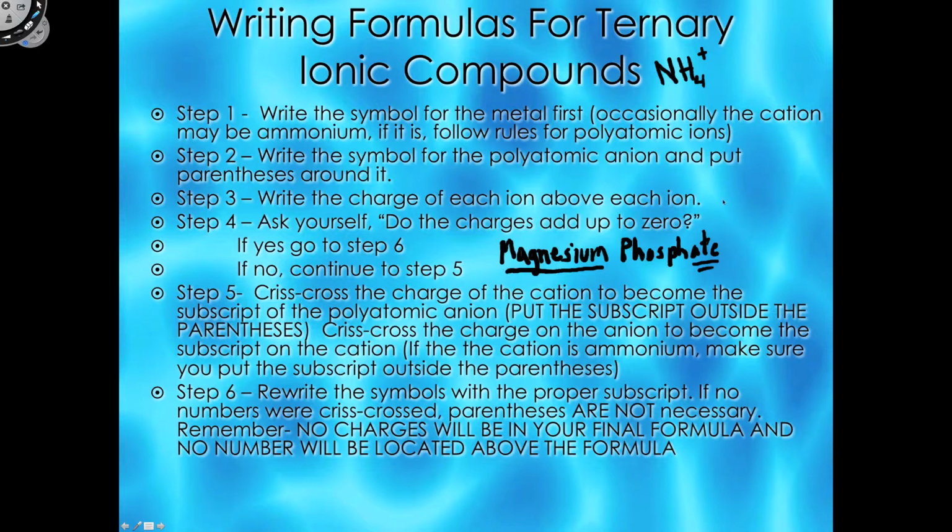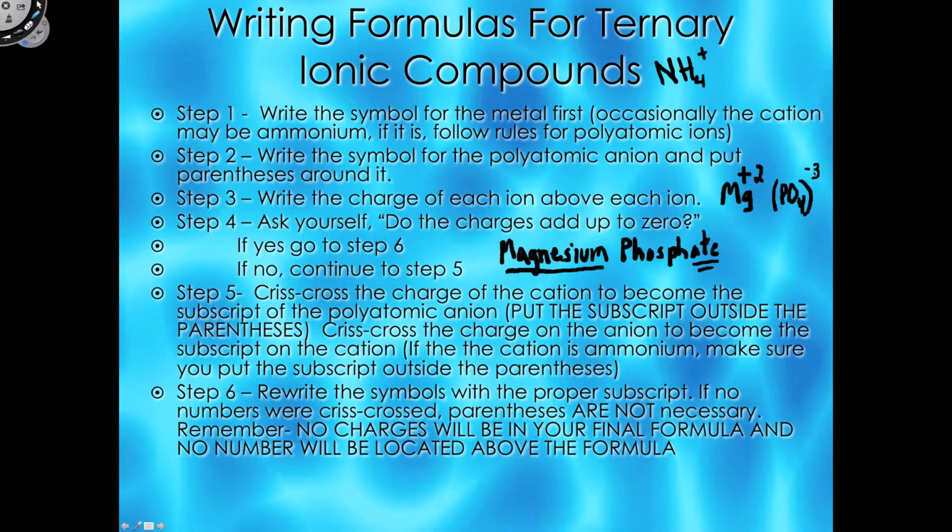So let's see what we do here. We'll write the symbol for the metal first. I'll do that, Mg. And I write the symbol for the polyatomic anion. So if I look up on my charges sheet, phosphate, which is PO4, and it says to put it in parentheses. And we always do that with polyatomics. We may need the parentheses, we may not, but we put them around there just initially. Now we're going to write the charge for each one. For magnesium, it's +2. For phosphate, again, the charges you can get from your charges sheet, -3.